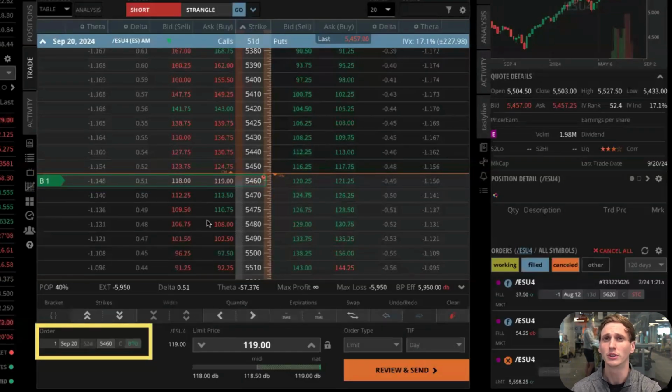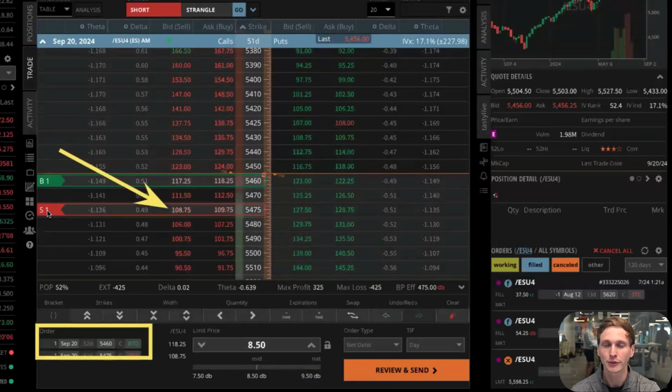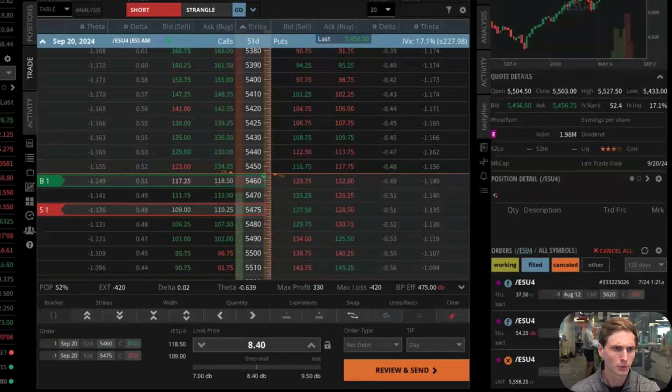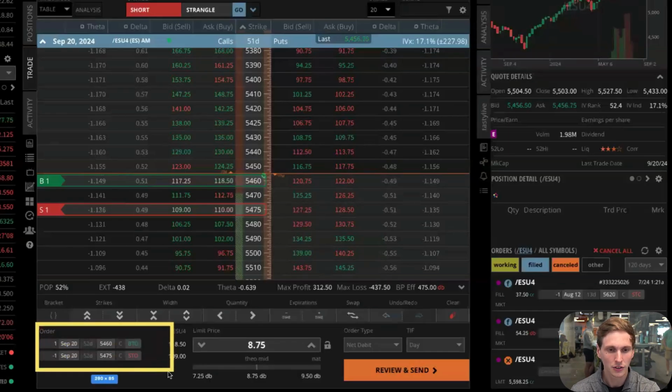Once we're ready to sell a leg, all we need to do is go to our strike price here, 54.75. Move our mouse over to the bid price right here, and we click on that, and now you'll see a sell leg, or that red S1, and we're selling that leg. When we look at the bottom of our order ticket too, we can see a brief overview of the trade that we're about to place.